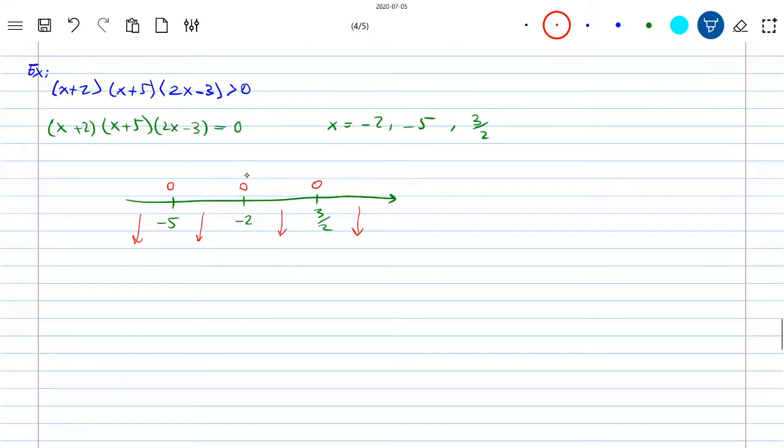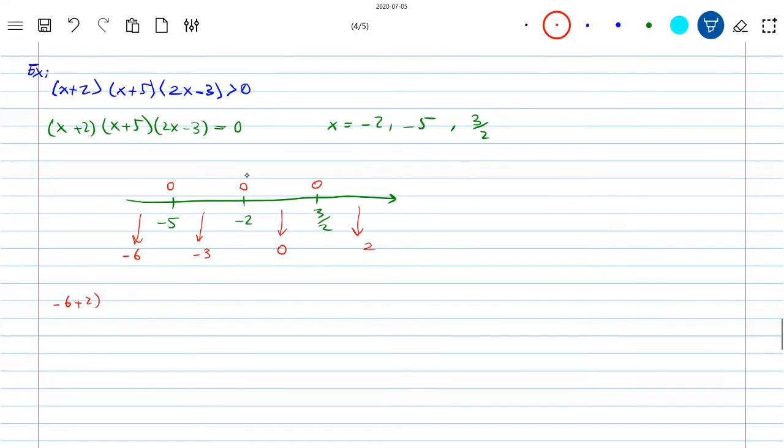Okay. Test points: negative 6. Here, I'll pick negative 3. I'll pick 0. I'll pick 2. These are my test points. Replace it back into the inequality. I'm going to go through the process a bit faster.